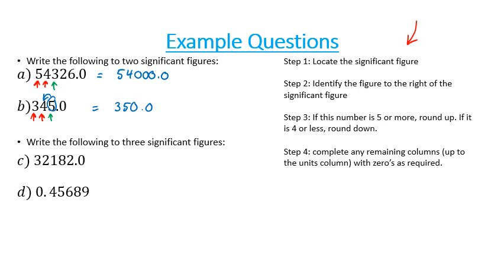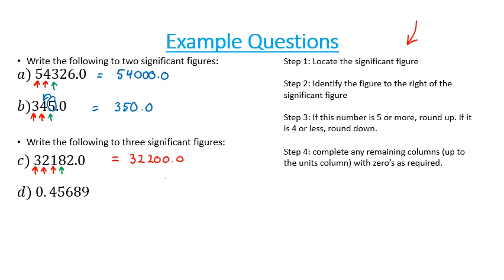Let's do a few more examples, but with three significant figures, and let's see if that can help clarify any misunderstandings. If we look at our question C, it says, write the following to three significant figures. Well, we need to identify our three significant figures. Okay, there they are. And now we're going to identify the fourth significant figure. Now, if the fourth significant figure is a 5 or more, it actually rounds up the third significant figure. So instead of this being 32,100, it's actually now 32,200.